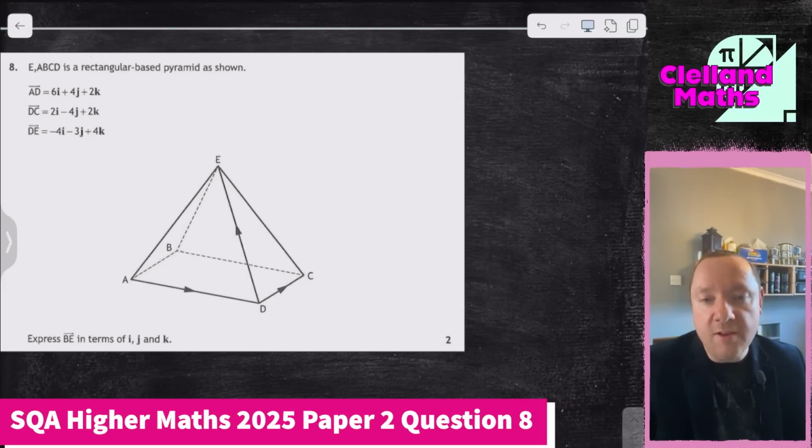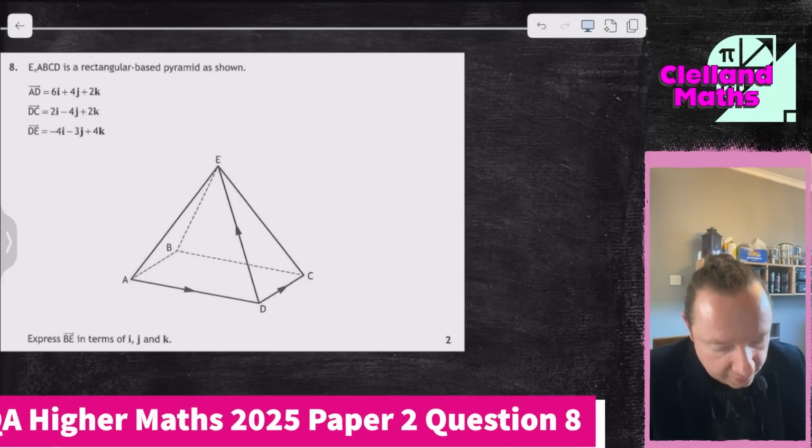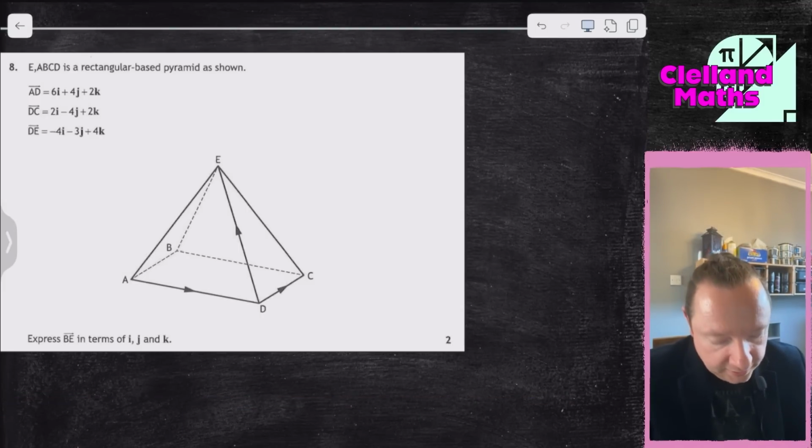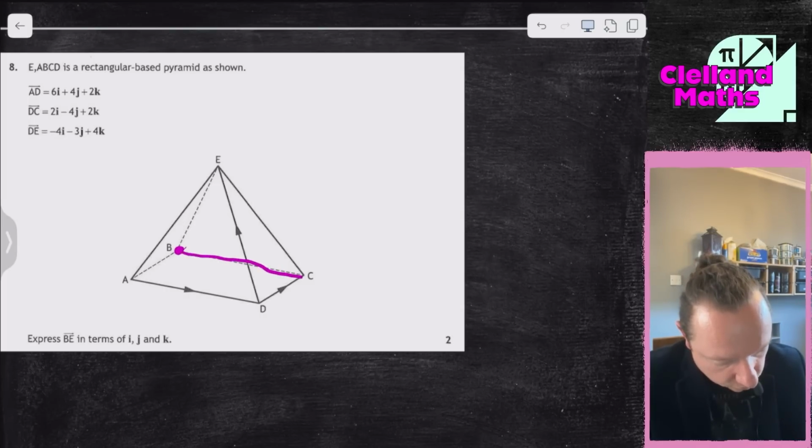SQA Higher Maths 2025, Paper 2, Question 8. EABCD is a rectangular based prism with AD, DC and DE shown. Find BE in terms of i, j, k. So B to E, where's B? There it is. So I need to get all the way to E. So I could go along here. That seems reasonable.